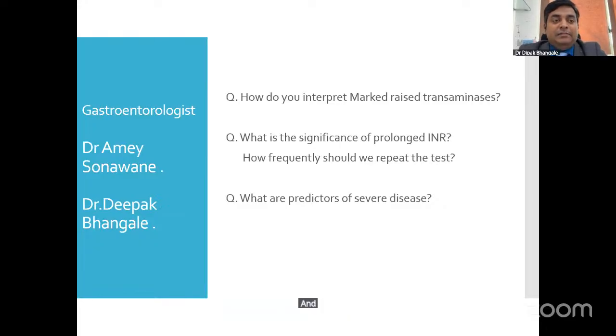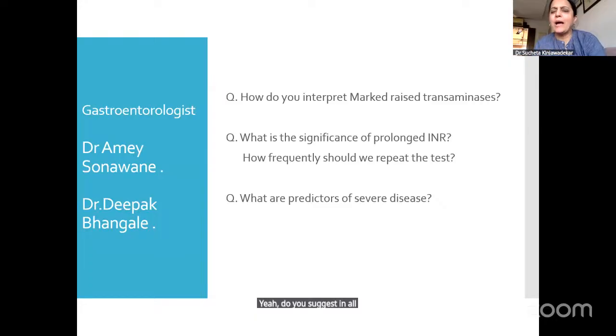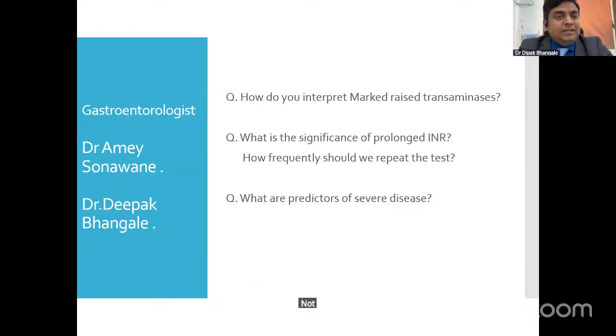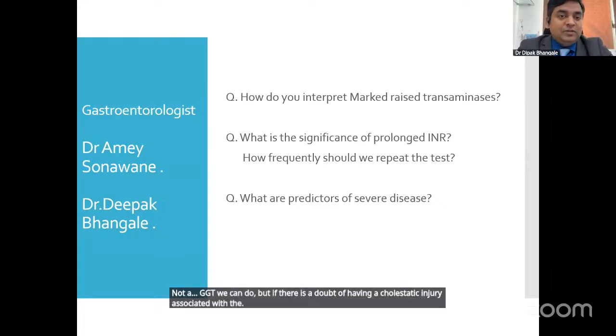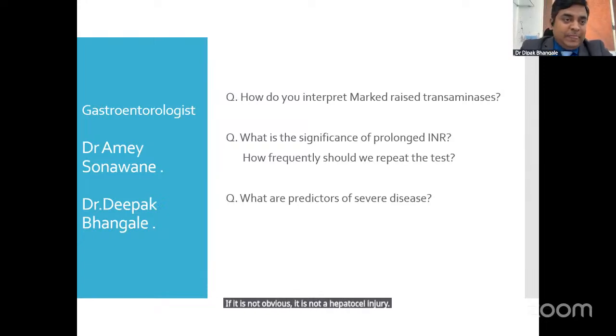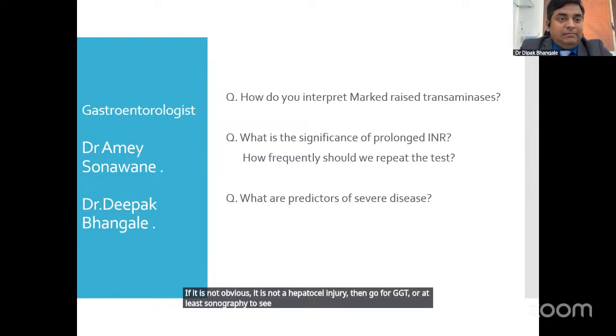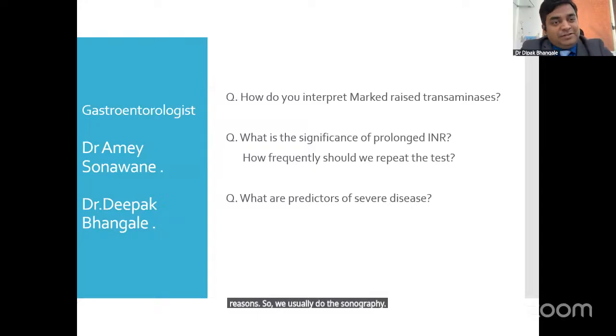In all such patients who have raised bilirubin or where we are suspecting liver injury, should we be doing GGT and other tests as well? Not necessarily GGT, but if there is a doubt of an associated cholestatic injury, if it is not obviously a hepatocellular injury, then go for GGT or at least sonography to see any biliary tract obstruction, because gallbladder stones and CBD calculi are also very common, and AST/ALT are also elevated in those conditions. So we usually do the sonography or GGT. GGT will give an early idea that bile injury is involved.